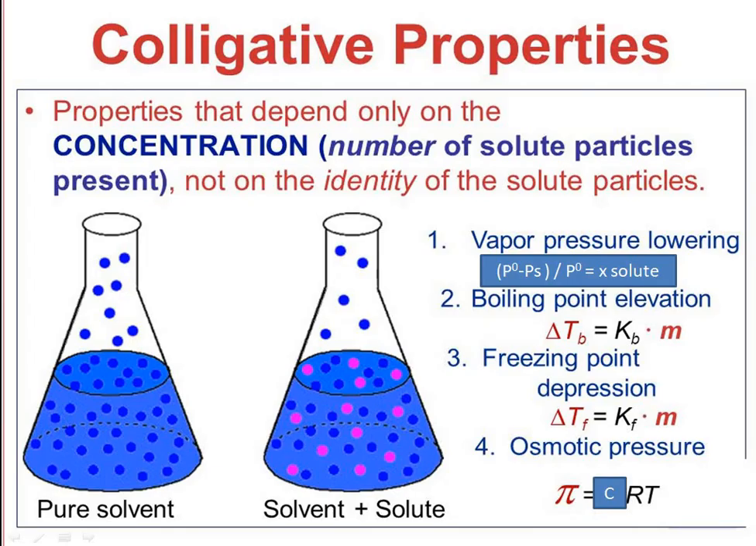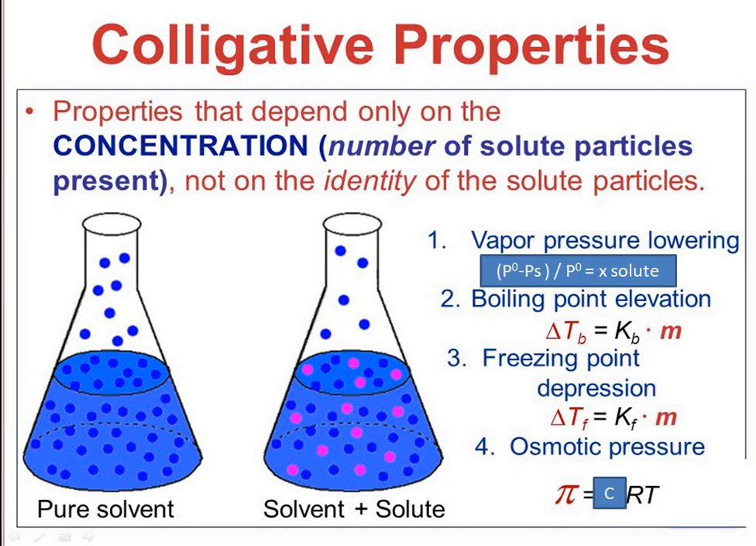So what do you mean by colligative properties? The properties that depend only on the concentration or number of solute particles and not on the identity or nature of the solute particles are known as colligative properties. Examples are lowering of vapor pressure, elevation in boiling point, depression in freezing point, and osmotic pressure. Osmotic pressure we will take up next.